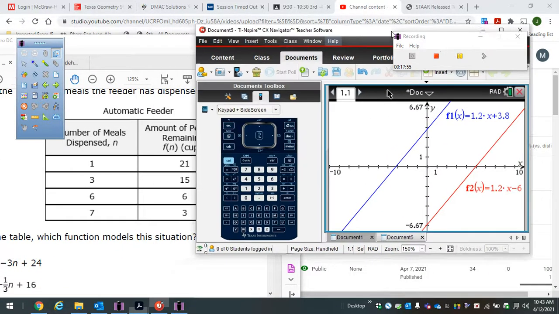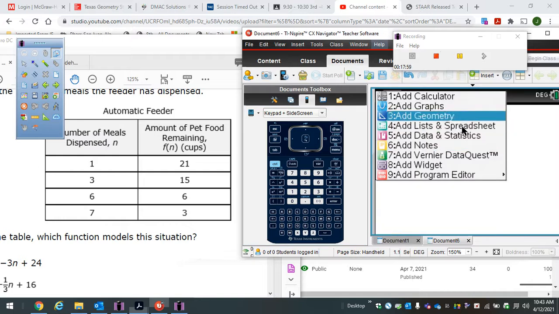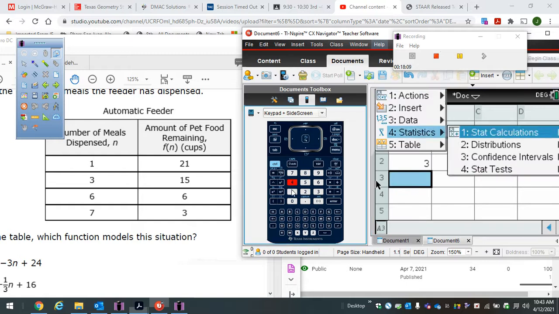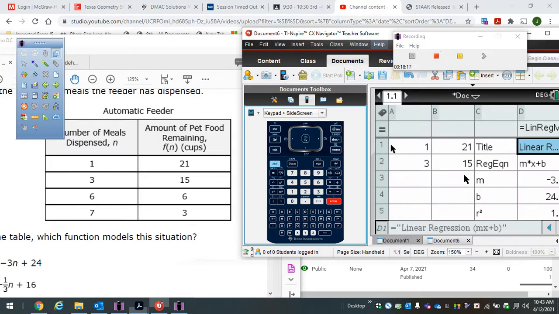Go to the calculator. So turn it on. New document. No, when this is spreadsheets. I'm just going to put the 1, 3. And over here, 21, 15. Menu 4, 1, 3. B. Control this thing, enter, enter, and there it is. Now, the equation is right there.